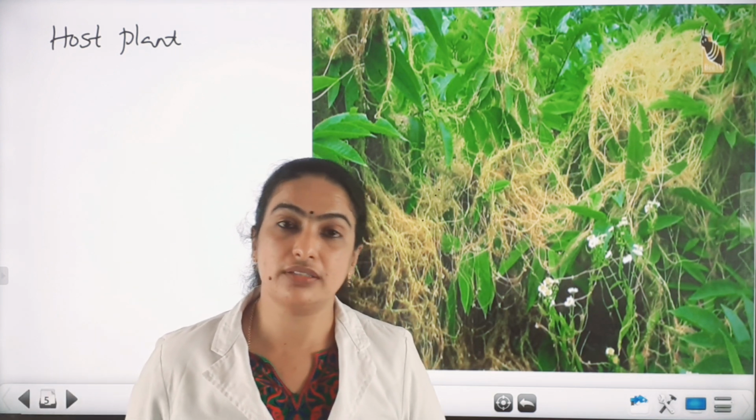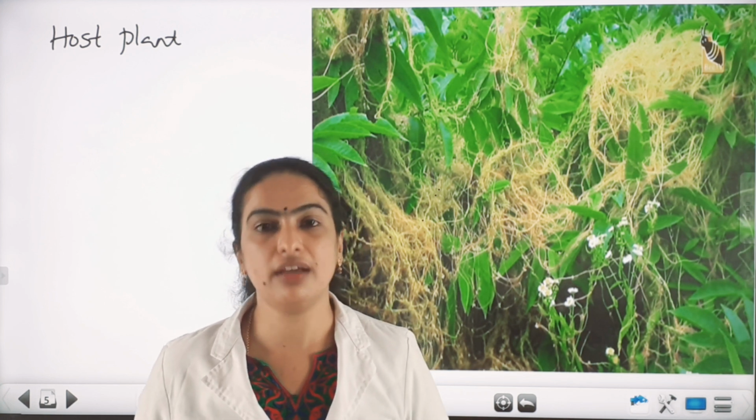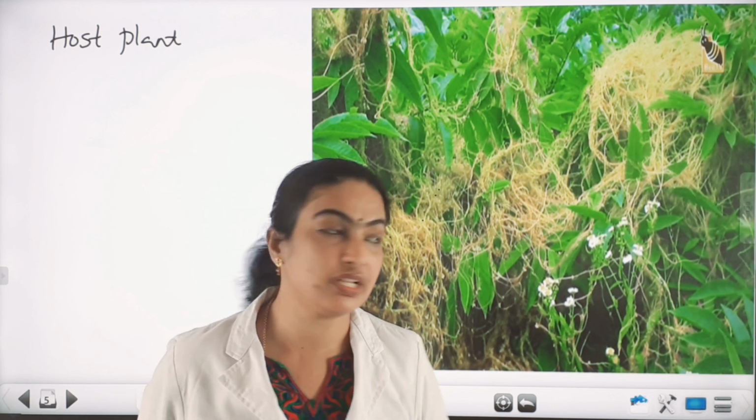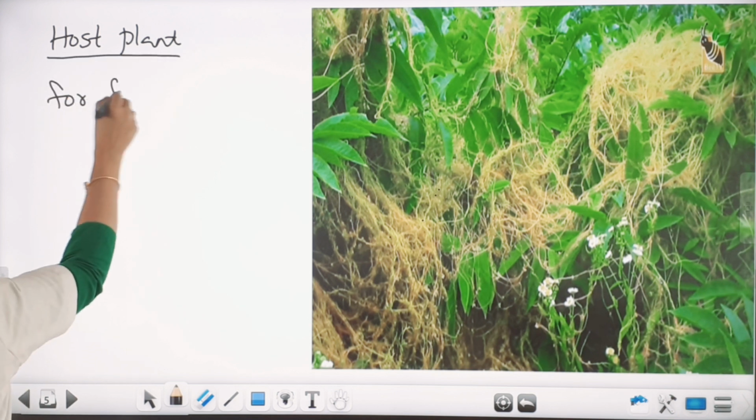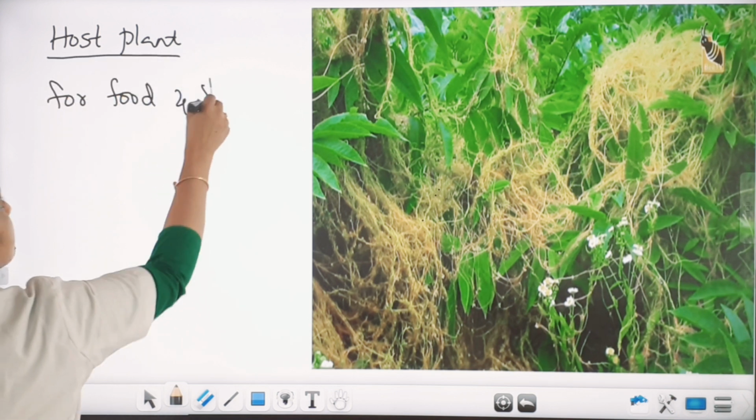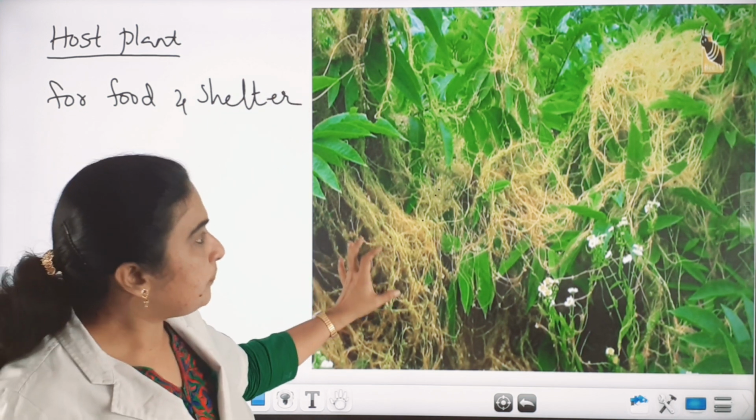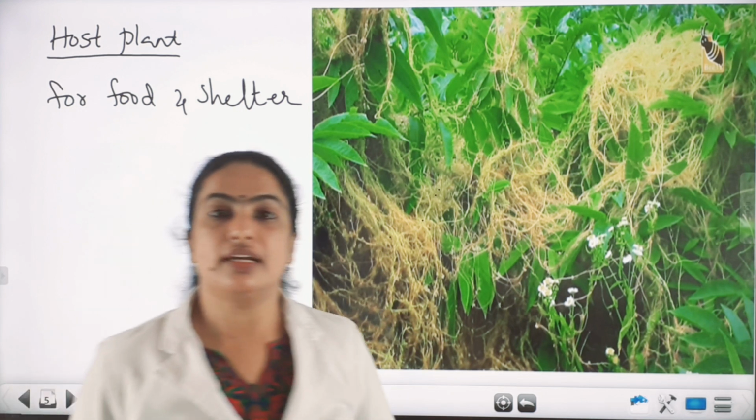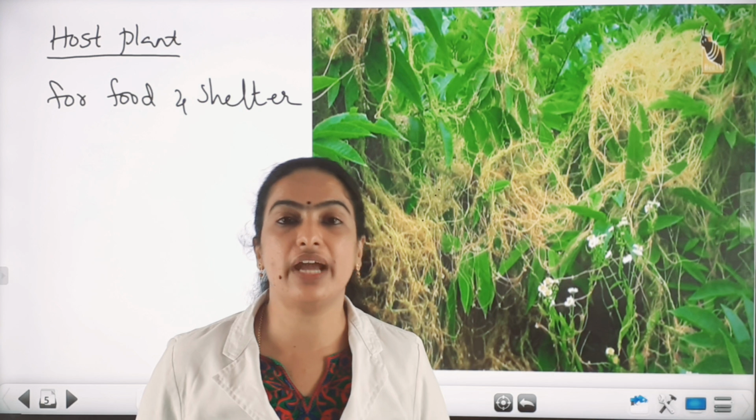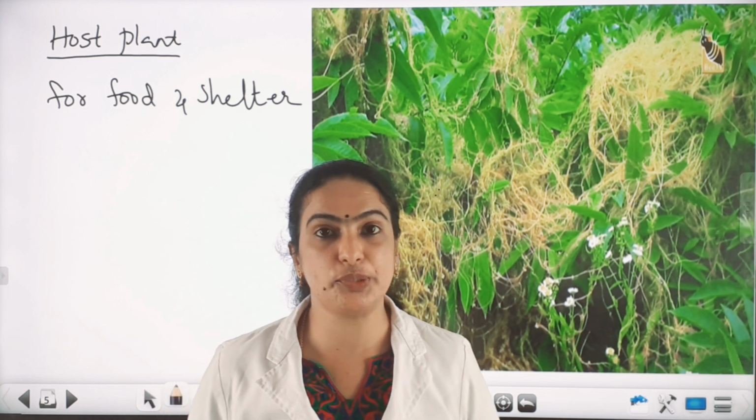They depend on this host plant not only for food, but for shelter also. They are depending on the host plant for food and shelter. This is a type of parasitic nutrition in which the plant obtains food and shelter from the host plant. Is it clear about parasitic nutrition?